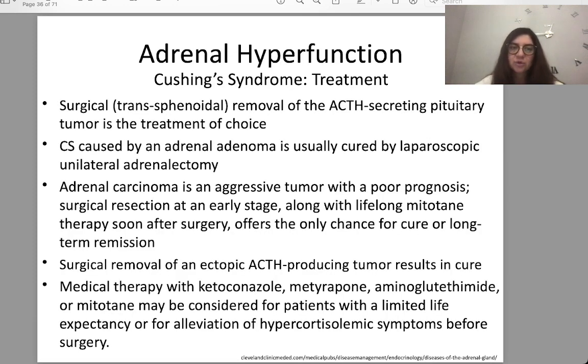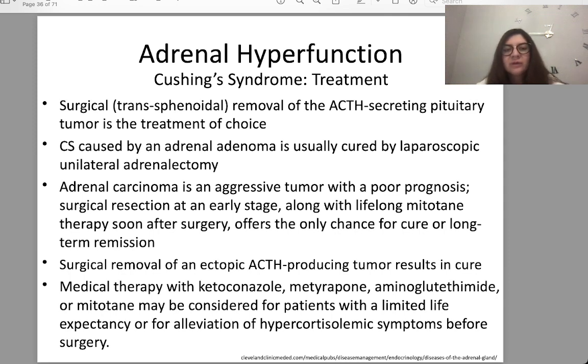Treatment of Cushing syndrome. It can be surgical. Transsphenoidal removal of an ACTH-secreting pituitary tumor is the treatment of choice. Cushing syndrome caused by adrenal adenoma is usually cured by laparoscopic unilateral adrenalectomy. Adrenal carcinoma is an aggressive tumor with poor prognosis; surgical resection at an early stage along with lifelong mitotane therapy soon after surgery offers one a chance for cure or long-term remission.